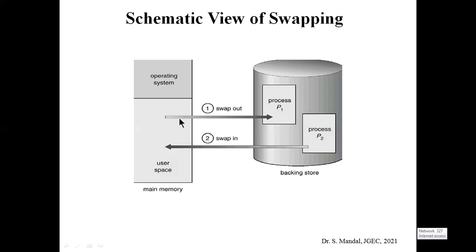Yes, you can see that. Suppose the p1 process is in the main memory, and the secondary memory, or you can call it the backing store. At some time we can swap out the p1 process from the main memory to the backing store, and some high priority process that already exists in the secondary memory can be swapped into the main memory. So that is the schematic view of swapping. And after the completion of the respective process, we can again swap in the p1 process.